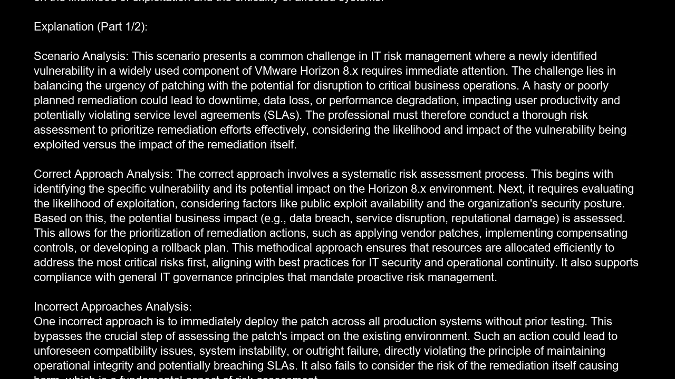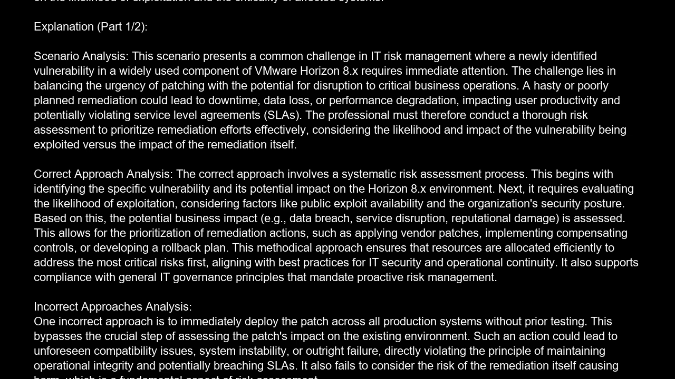Incorrect approaches analysis. One incorrect approach is to immediately deploy the patch across all production systems without prior testing. This bypasses the crucial step of assessing the patch's impact on the existing environment. Such an action could lead to unforeseen compatibility issues, system instability, or outright failure, directly violating the principle of maintaining operational integrity and potentially breaching SLAs. It also fails to consider the risk of the remediation itself causing harm, which is a fundamental aspect of risk assessment.